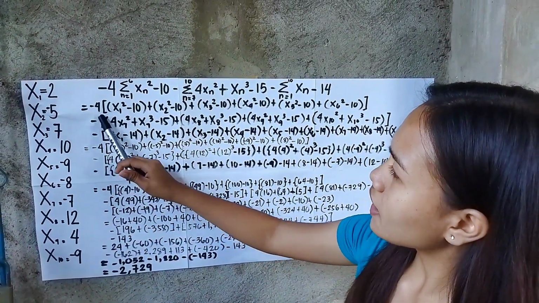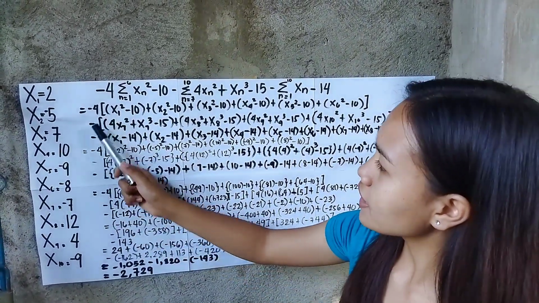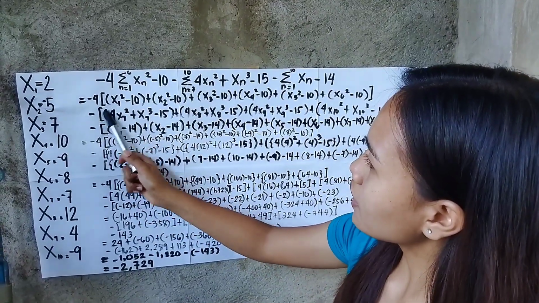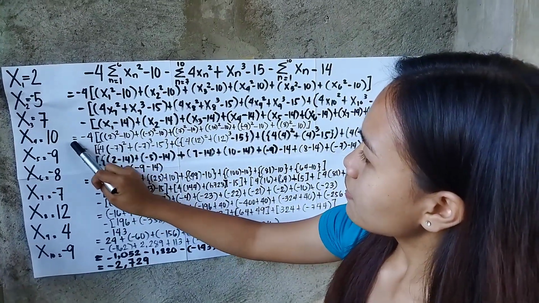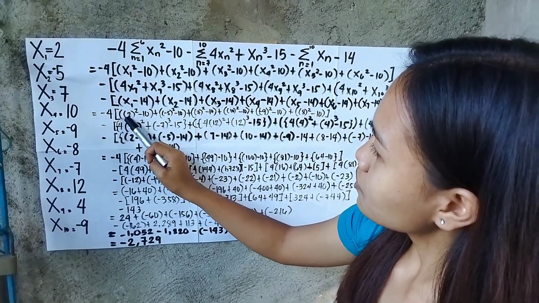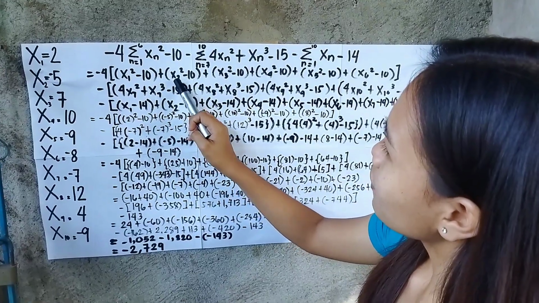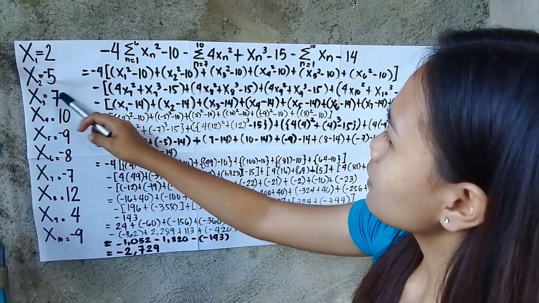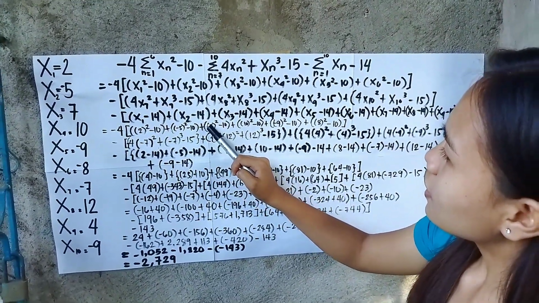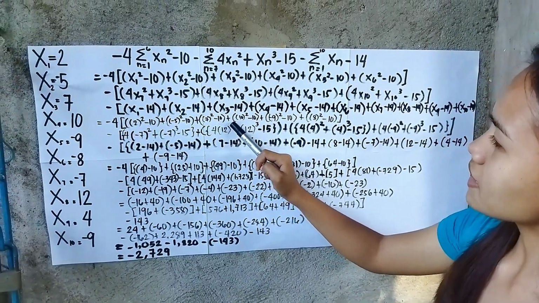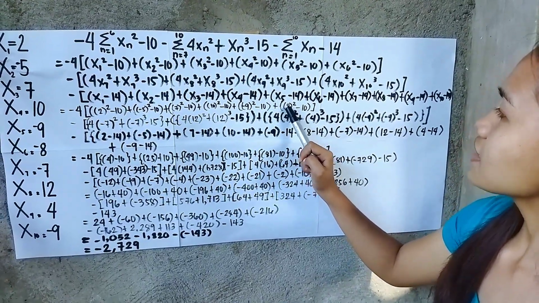So now we will answer the first summation. Negative 4, the equivalent of x sub 1 equals 2, so we will distribute the 2 here. So negative 4 times 2 squared minus 10 plus the equivalent of x sub 2 is negative 5, so negative 5 squared minus 10 plus 7 squared minus 10 plus 10 squared minus 10 plus negative 9 squared minus 10 plus 8 squared minus 10.